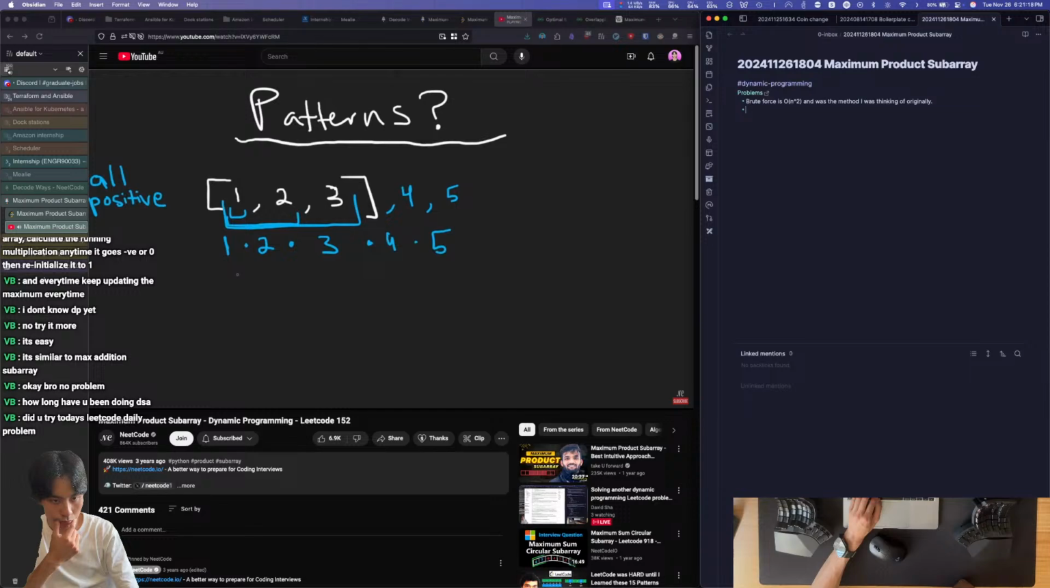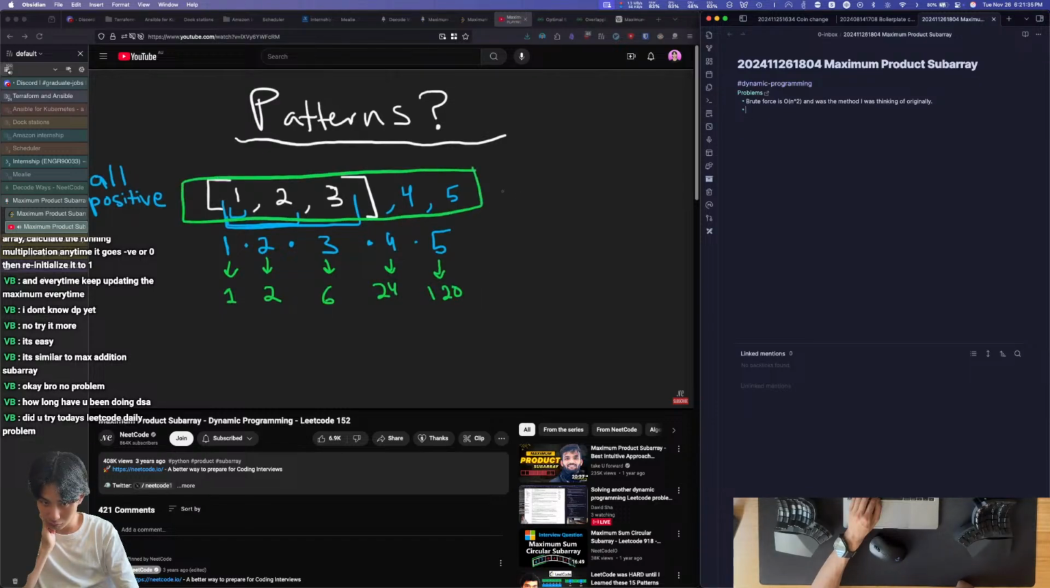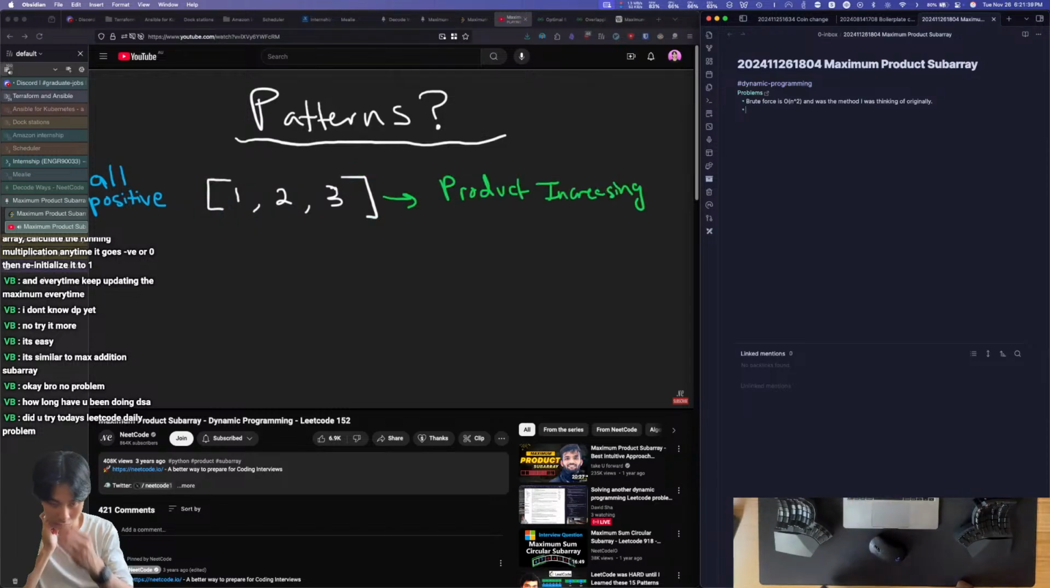Do you notice something? Up until this point, our product is going to be a 1. Up until this point, it's going to be a 2. Up until this point, it's going to be a 6. Up until this point, it's going to be a 24. Up until this point, it's going to be 120. We have positive numbers. No matter what happens, they're going to keep increasing, right? So this is the simple case. If we get all positive numbers, then our product is always going to be increasing.